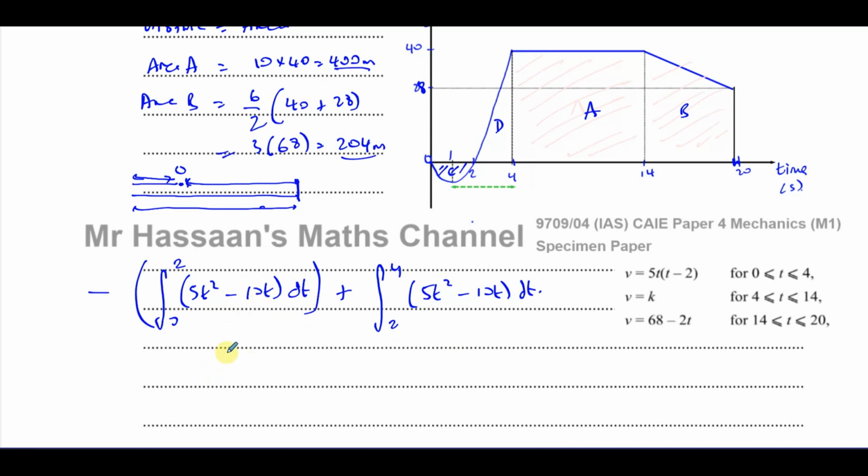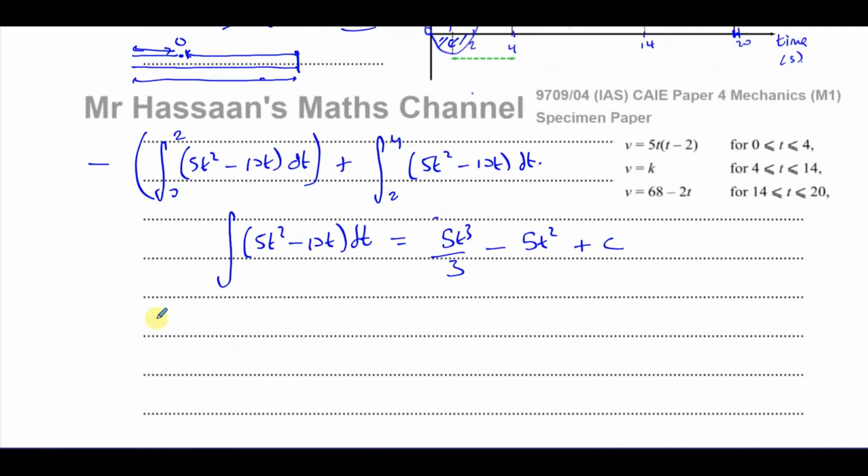Okay, so let me first just integrate this expression without the limits, and then I'll use the integrated version. If you integrate this without the limits, you end up with 5t cubed over 3 minus 10t squared over 2: add 1 to the power, divide by the new power. That's going to give me 5t squared. Okay, and I'll just put plus c for now.